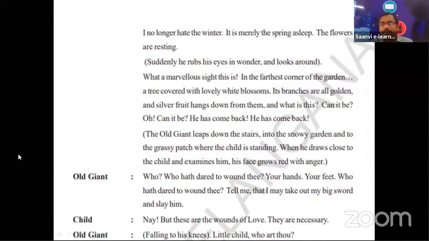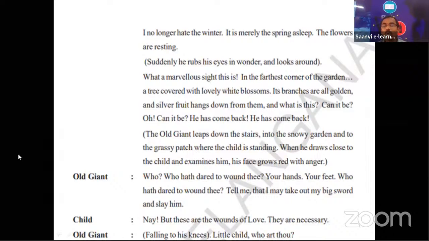Child: "Nay, nay." It means it's an old usage of no, no. "But these are the wounds of love. They are necessary. No, Jane, no need to worry. These are the wounds of love. They are necessary." The old giant fell to his knees, standing on his knees.